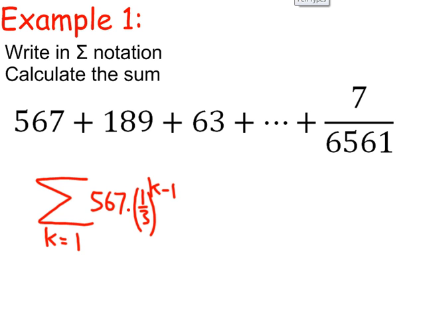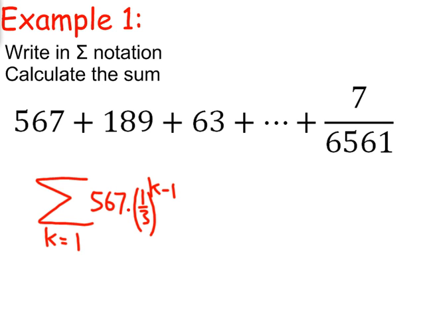Be careful, a lot of students will accidentally put 3 there and think, oh, I'm dividing by 3 as I go from one term to the next. But remember, at the common ratio, you have to say, what are we multiplying by? Well, dividing by 3 is the same as multiplying by 1/3.